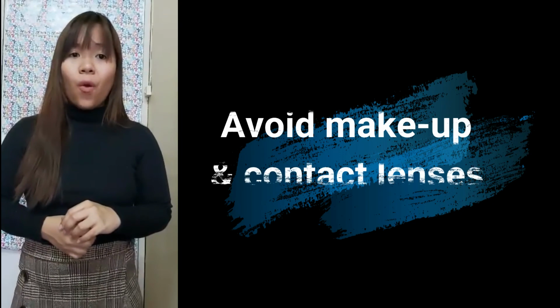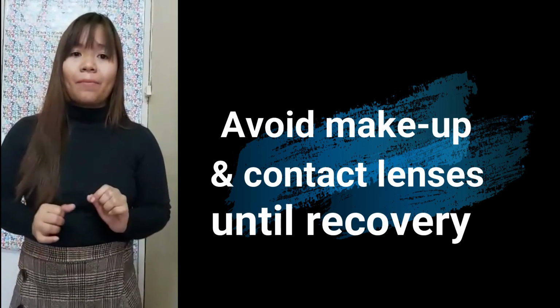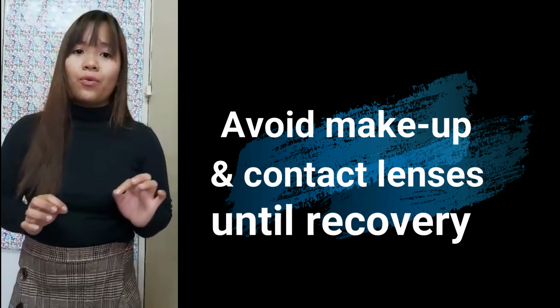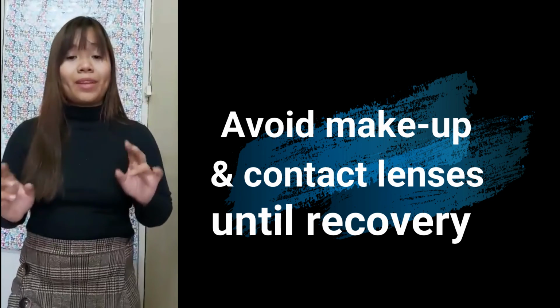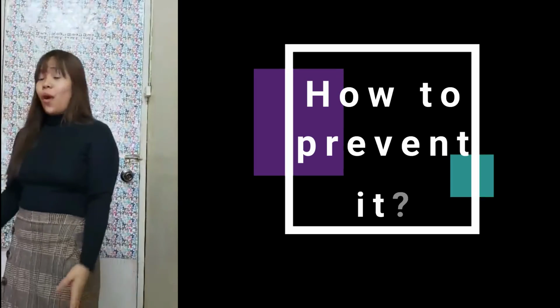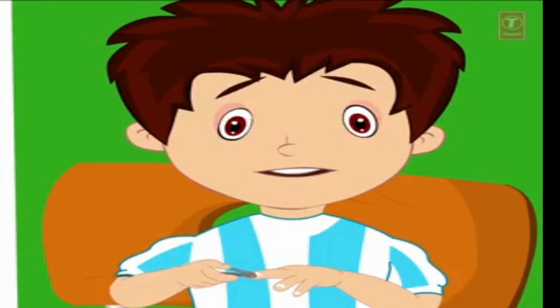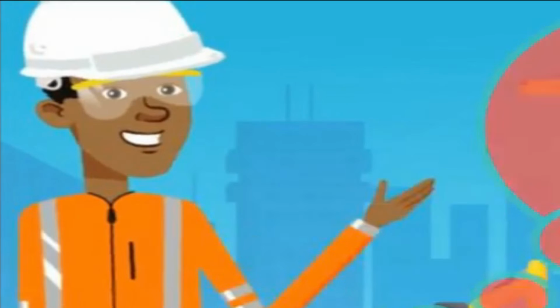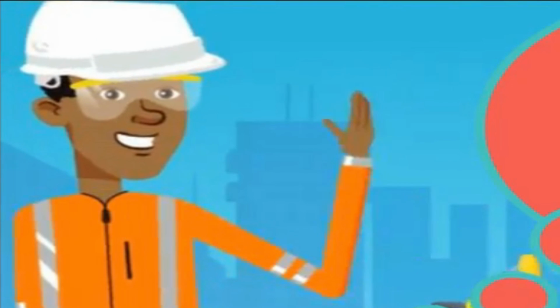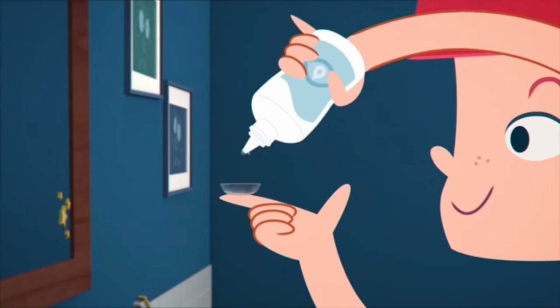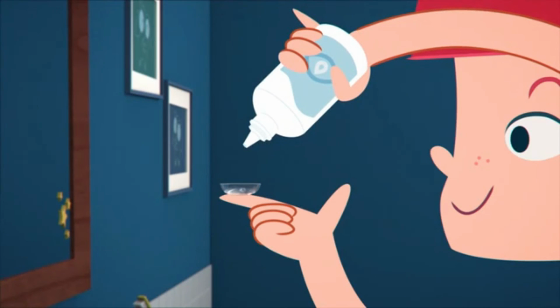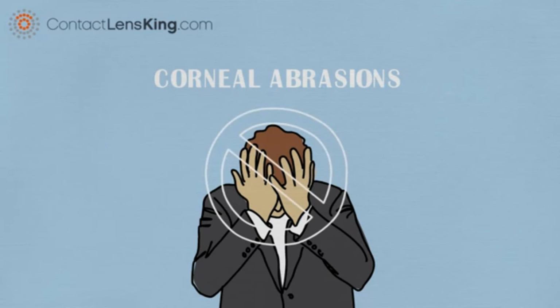So avoid wearing eye makeup and contact lenses until your corneal abrasion heals completely. So how are we going to prevent it? Carefully trim fingernails. Use appropriate protective eyewear fitted by a professional. And clean your contact lenses thoroughly, and don't rigorously rub your eyes.